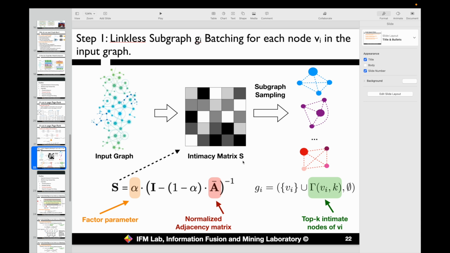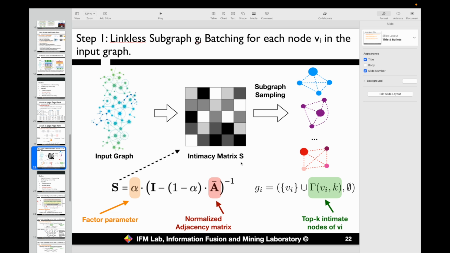Then based on this S matrix, we can further do the sampling of the subgraphs. And how can we do the sampling? For each of the nodes we have in either the training set or testing set, we can sample one subgraph for it as a target node. Now here, if we use this VI as a target node, we plan to learn its embedding vectors or representations. At the same time, we will sample a set of neighbors from it. And we sample the neighbors according to their scores we calculated in the intimacy matrix.